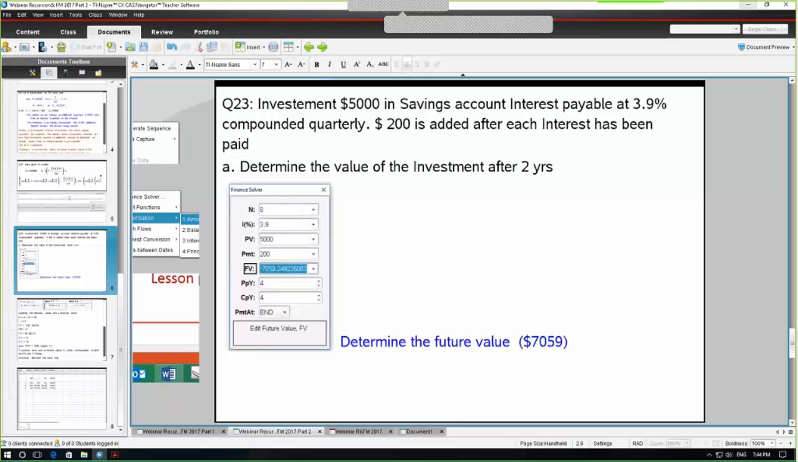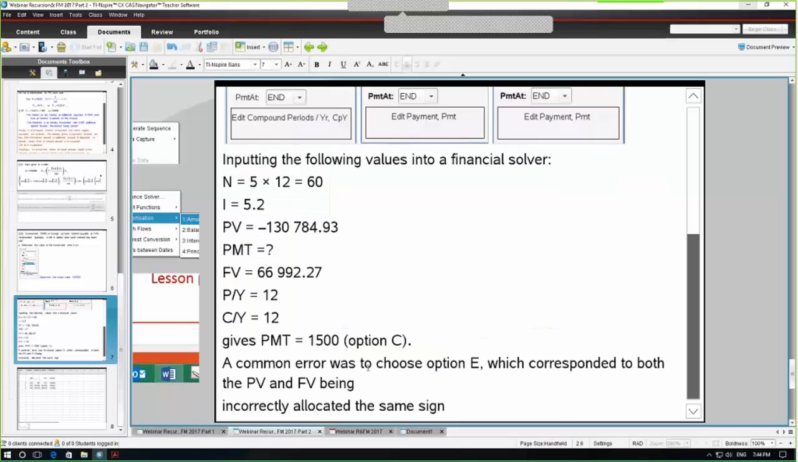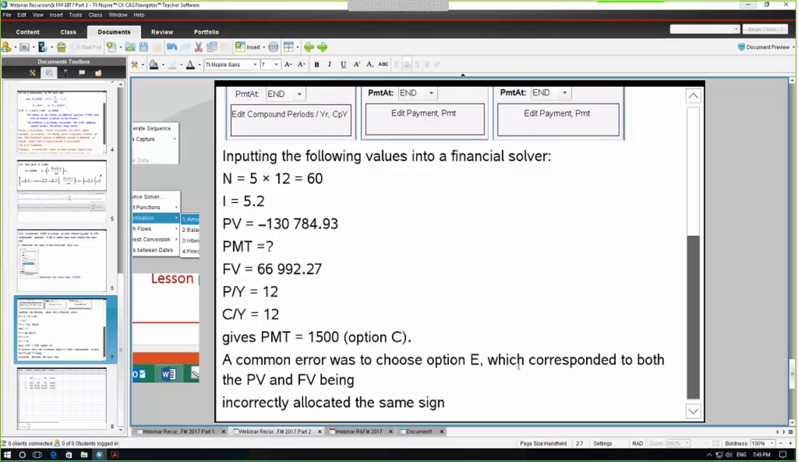So what we have to do is have the present value, the starting value, as negative, and the future value as positive. And then that tells us the monthly payment, which is 1,500. So I've got a note over there. A common error was to choose option E, which was 3,460 or 640, whatever it was, which corresponded to both the present value and the future value being incorrectly allocated the same sign. They should actually have different signs. So present value should go as negative and future value should go as positive. So I'll stop there, and Brian probably would be talking more about it anyway.